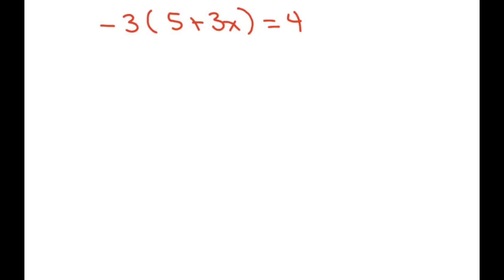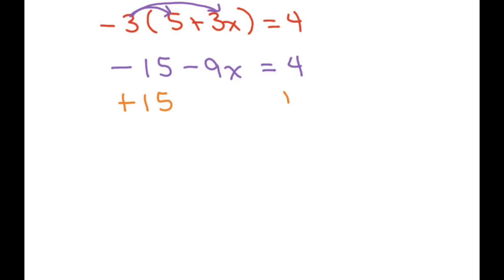The first thing we need to do is to use the distributive property. And let's take care of the left side. So it's negative 15 minus 9x. Remember, a negative times a positive is a negative, equals 4. Now, I want to isolate my x. So I'm going to go ahead and add 15 to both sides. And this will be 0.